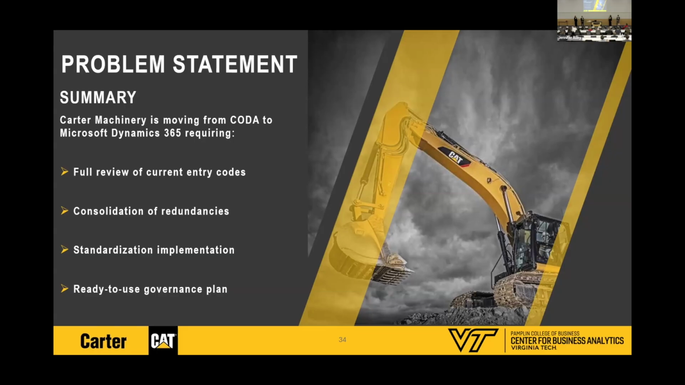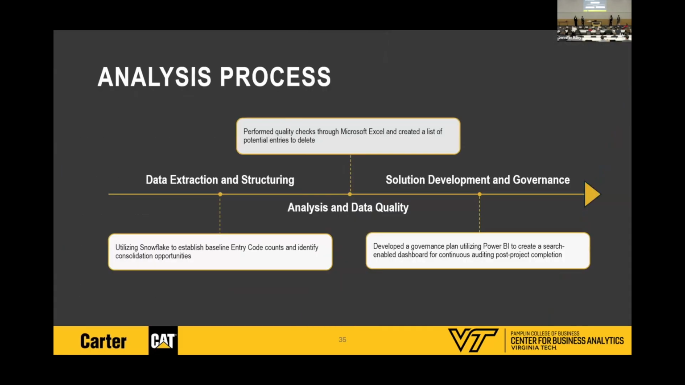First, we did a comprehensive review of all the current entry codes. Next, we identified all the inactive and redundant entry codes that were no longer needed for consolidation. And third, we created a standardized structure that improved overall consistency and usability. And finally, we created a ready-to-use governance plan that helps support long-term data maintainability and operational efficiency. Now I'll pass it to Hannah for the analysis process.